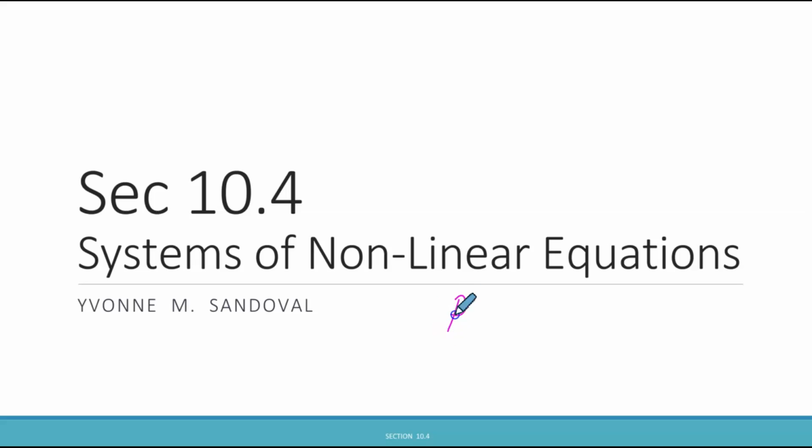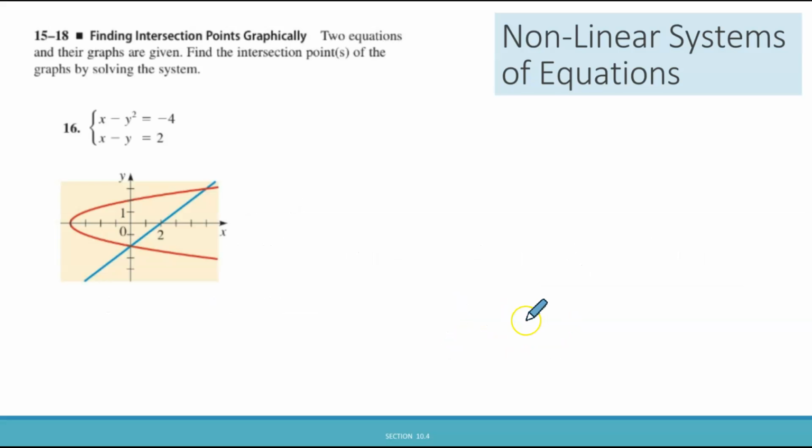Systems of Nonlinear Equations, Part 3. Solutions to nonlinear systems of equations can be found using substitution and elimination. We can also solve graphically. In this case, this is what they want. Two equations and their graphs are given. Find the intersection points of the graph by solving the system.